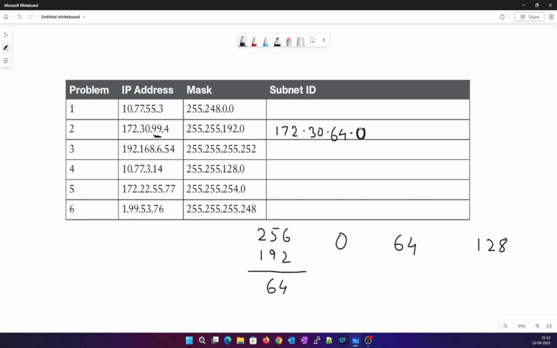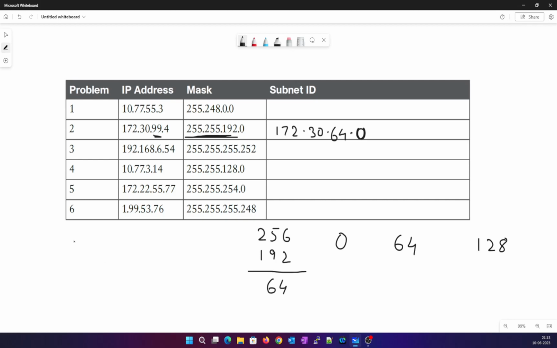64.0 becomes our subnet ID. So with this subnet mask or address mask, you get different ranges of subnet. In our previous example, we saw using a multiple of 8, we got different subnet ranges. Similarly, here we have different subnet ranges, and all these subnet ranges will have hosts per these subnets.